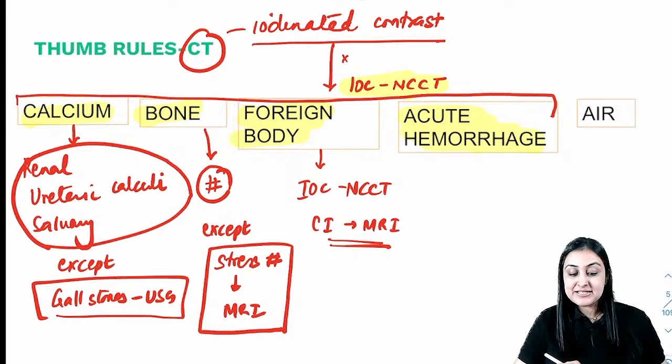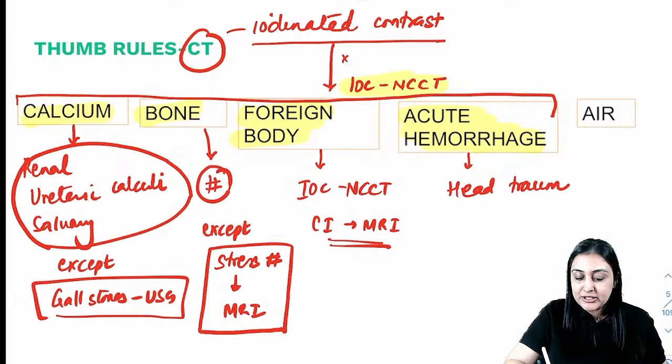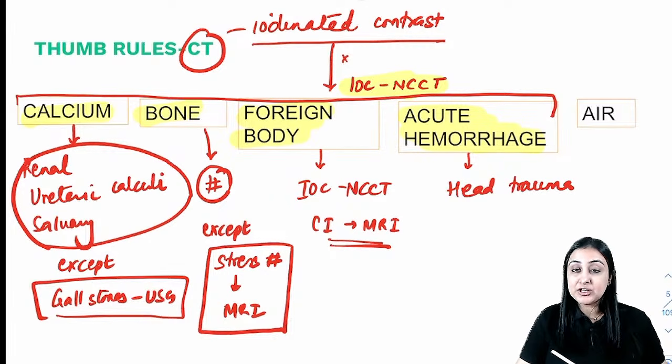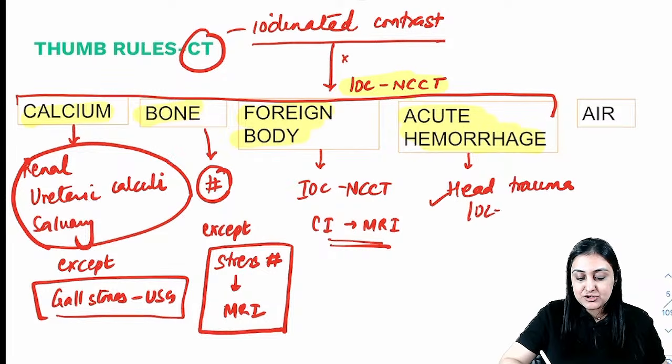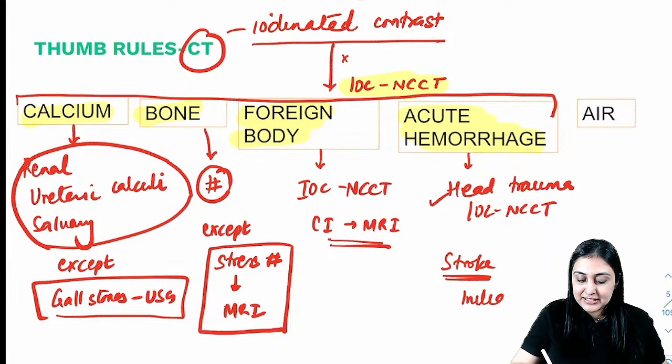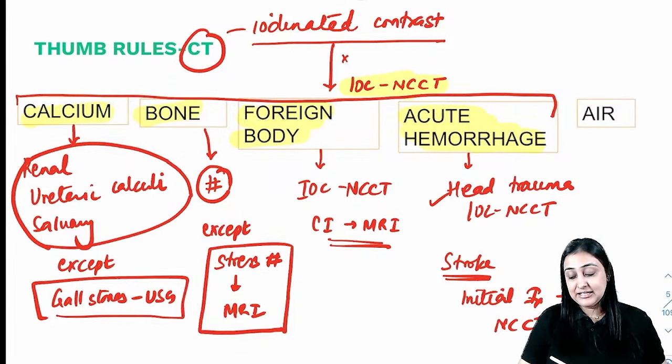Acute hemorrhage, investigation of choice, NCCT. That is why can I say that for head trauma, when I want to see acute injury, acute bleeding, it's gonna be NCCT as investigation of choice? Yes, investigation of choice, NCCT. When I want to see stroke, I want to see bleeding in the brain, again can I say that the first investigation that I will do in cases of stroke, it's going to be NCCT? Yes, it's going to be NCCT as initial investigation. ये समझ में आ गया?